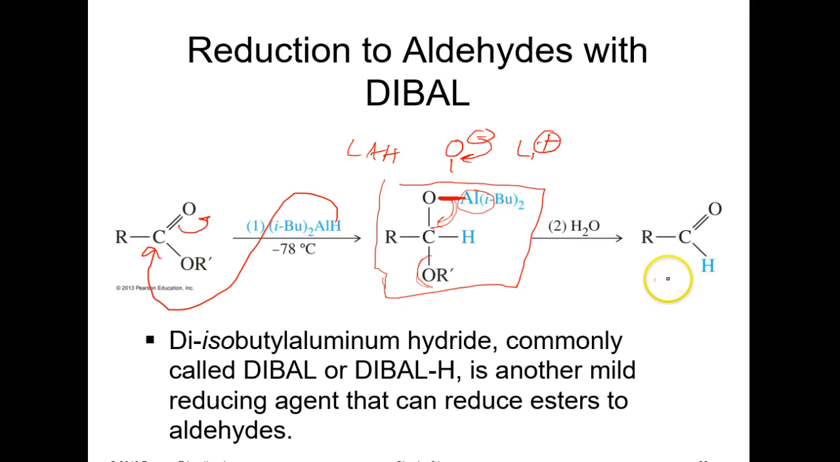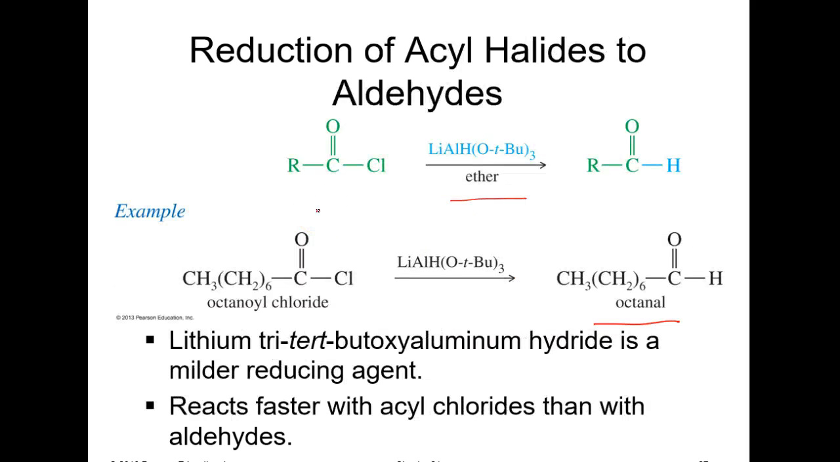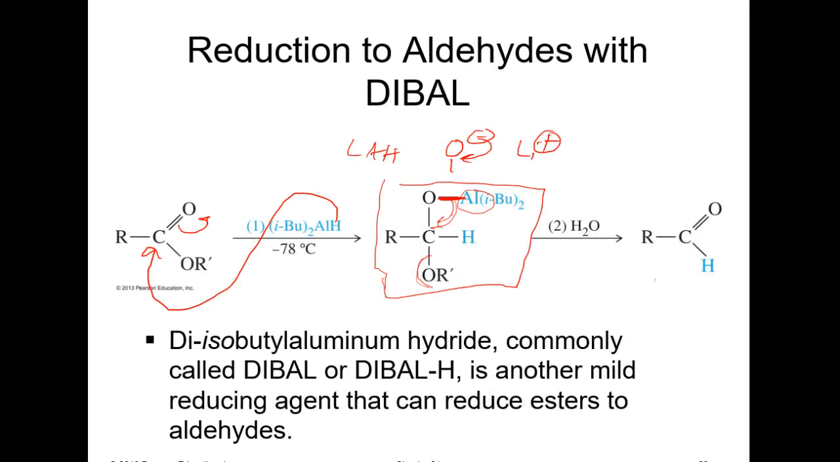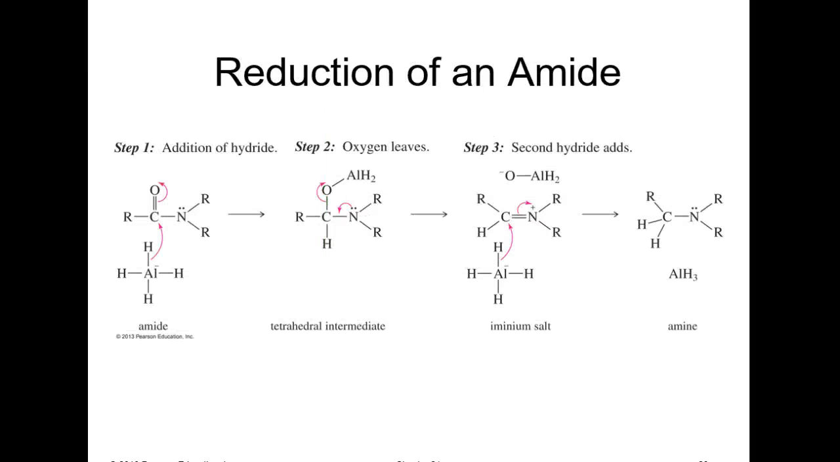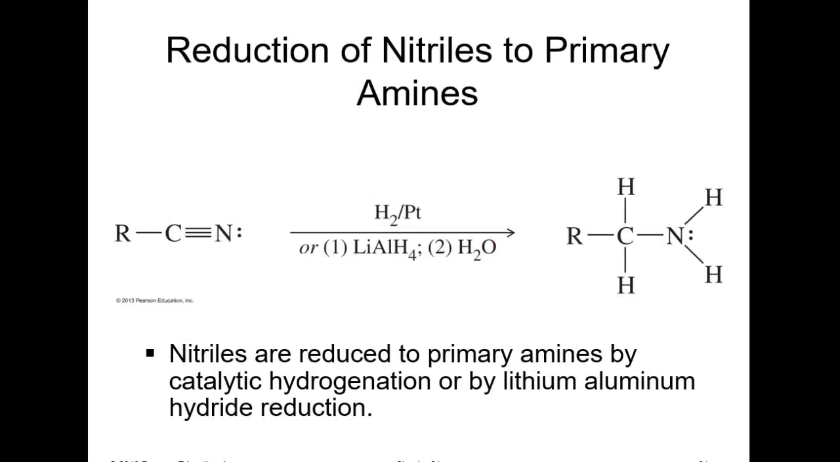Okay, so diisobutylaluminum hydride, commonly called DIBAL, is another one, as opposed to the other one, the tert-butoxide one. All right, but it does basically the same thing. It stops and it doesn't keep going. That's the difference. Okay, so you can reduce amides to amines. Doesn't matter if it's primary, secondary, or tertiary. Okay, with LAH. Notice it's LAH. Same thing. Hydride goes in, tetrahedral intermediate, and you can kind of see what the mechanism is to form the iminium salt. This is a little different, but it's kind of similar.